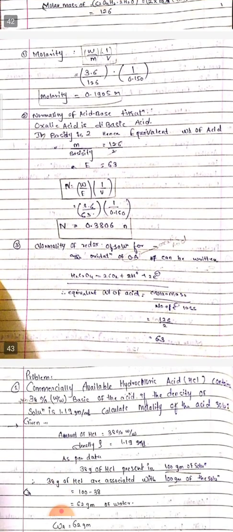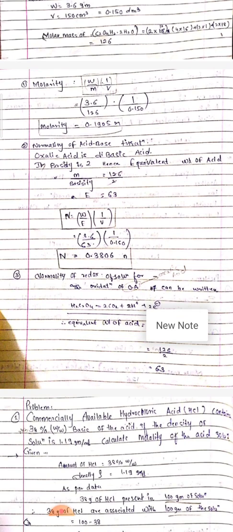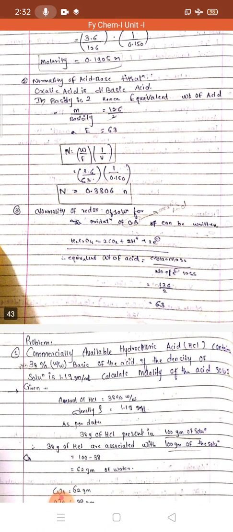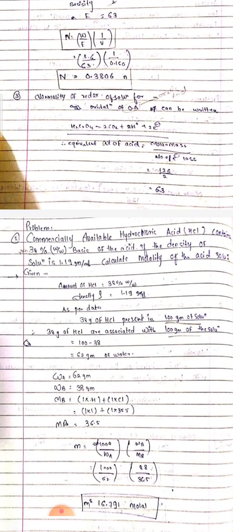Then for the redox reaction, we have to consider the oxidation reaction. H2C2O4 gives you twice CO2 plus 2H+ plus 2 electrons. There are 2 electrons. Then the number of electrons lost is 2, that's why 63 will be there, and the same answer will be there, 0.3806 normal.